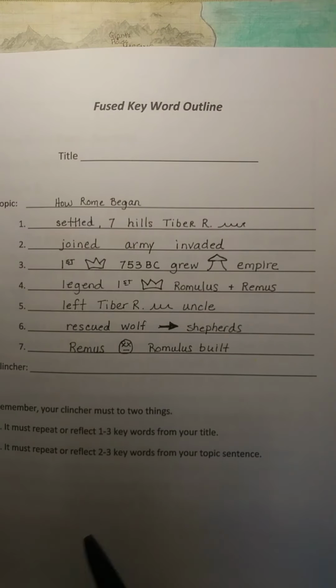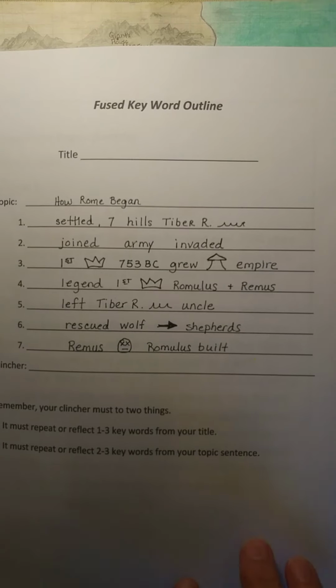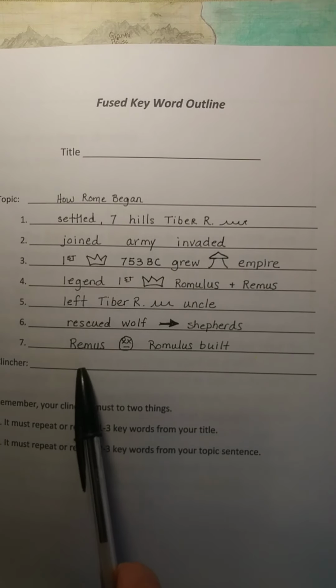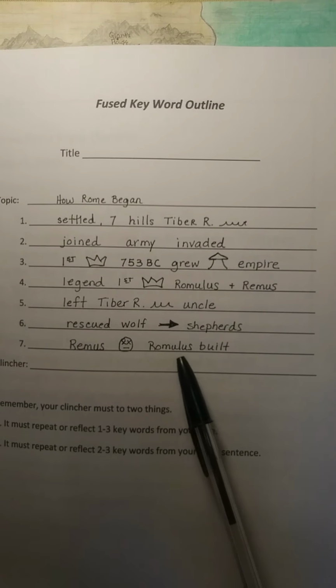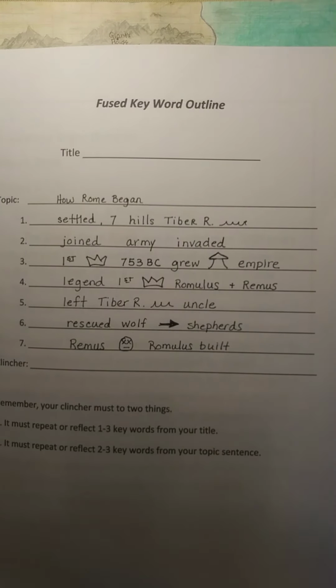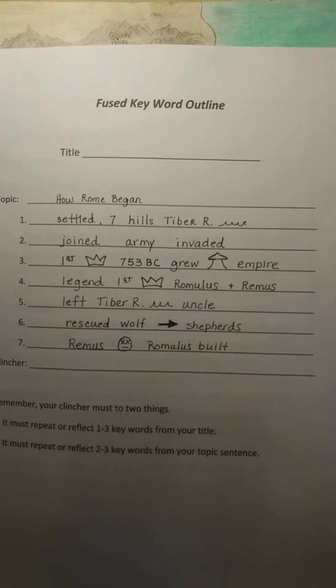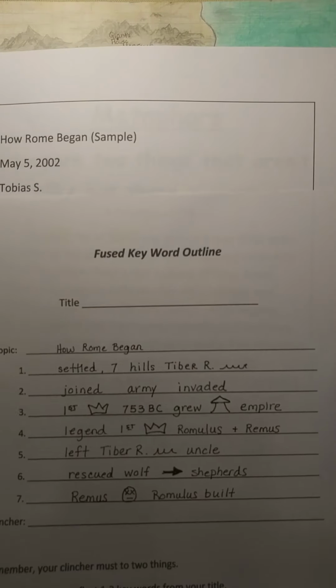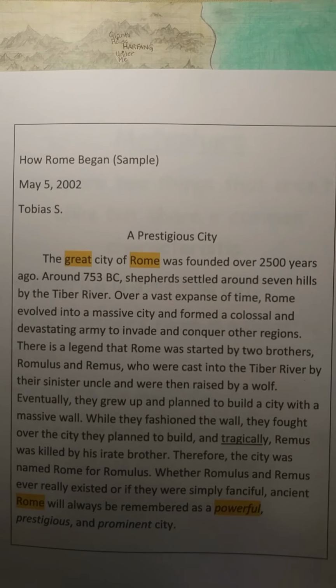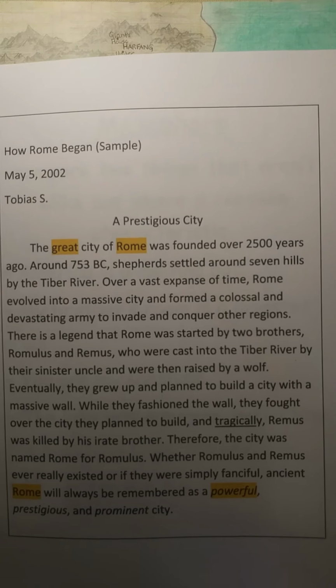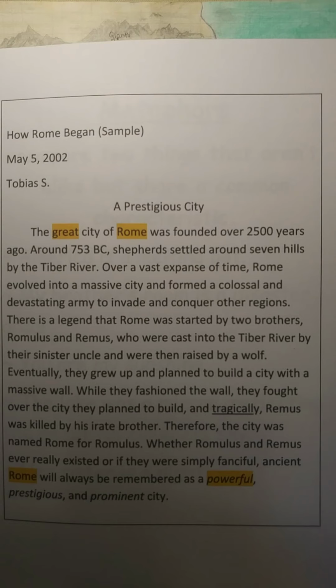This is only one paragraph, so it's a lot easier than the last one we wrote. But you do have to have a clincher that repeats or reflects words from your title and repeats or reflects words from your topic sentence. Okay? So that's part of your homework. I'm going to give you a sample. This was written by a young man named Tobias. And this is a sample from this writing assignment. So you can see a little bit of what yours might look like.